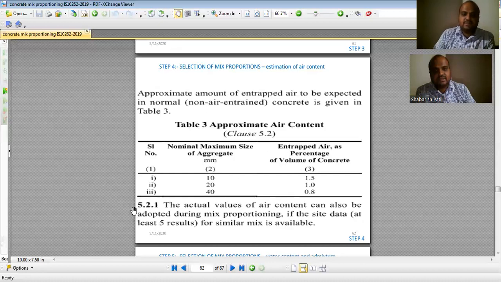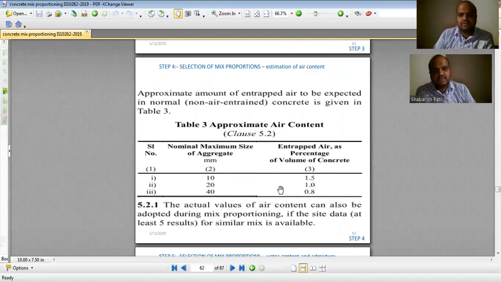Okay, and at the same time, the IS code never forgets to mention this. If you have actual values of air content, those can be adopted in your mix proportioning. If and only if you have like 5 results for the air content, then the average of that value can be used in the concrete mix proportioning. If not, we are supposed to follow Table 3 of IS 10262, where it has mentioned the percentage of entrapped air depending upon the sizes of the aggregates.